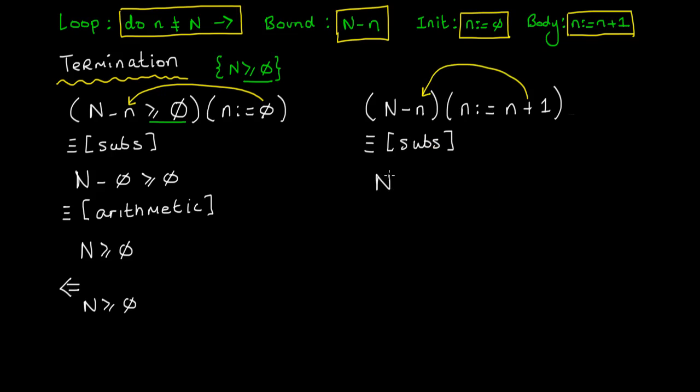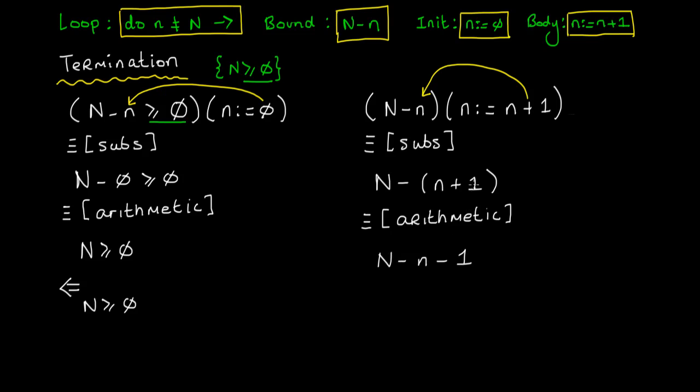So this becomes N minus, and because we're mixing minuses and pluses here, it's easy just to bracket this off. So it's N minus (n plus 1). Okay, so how do we simplify that? Well, by arithmetic, that is the same as saying N minus n minus 1.